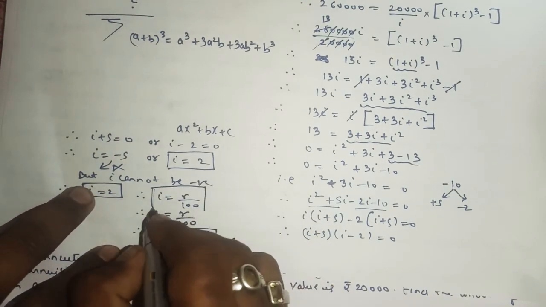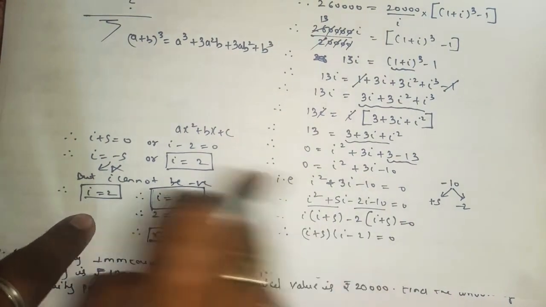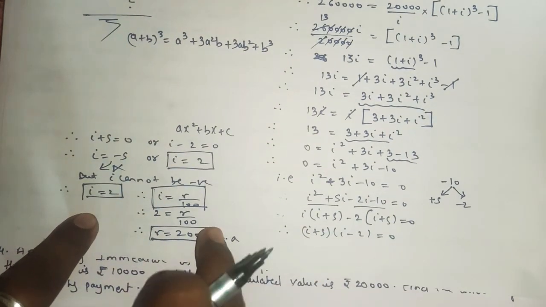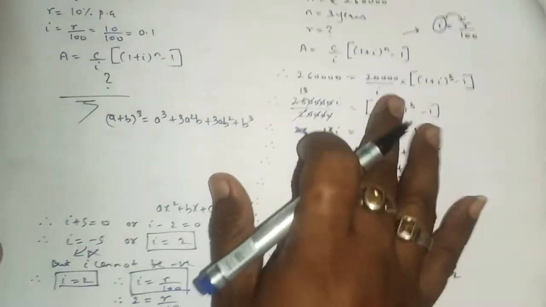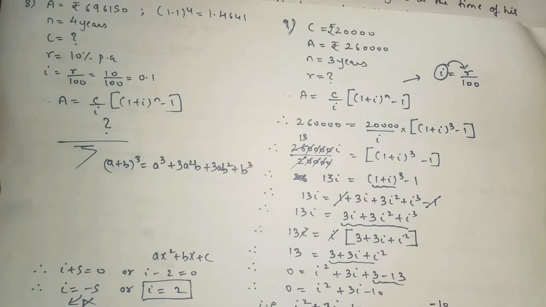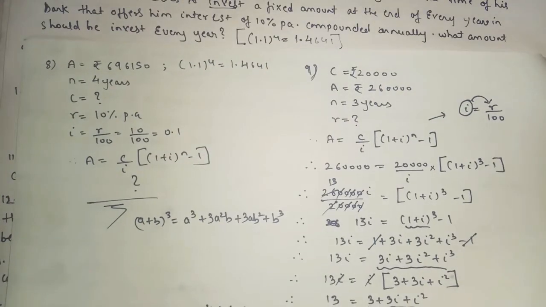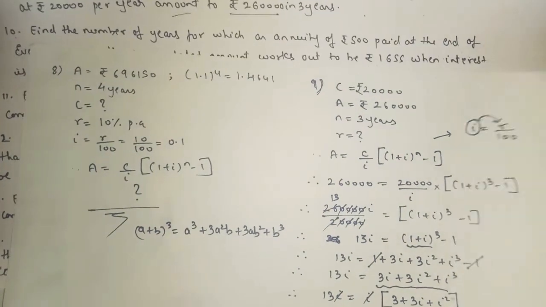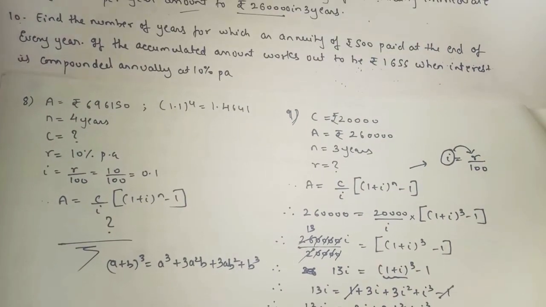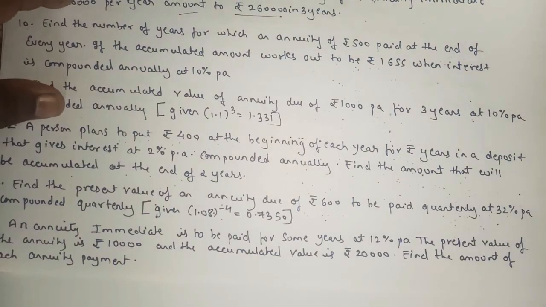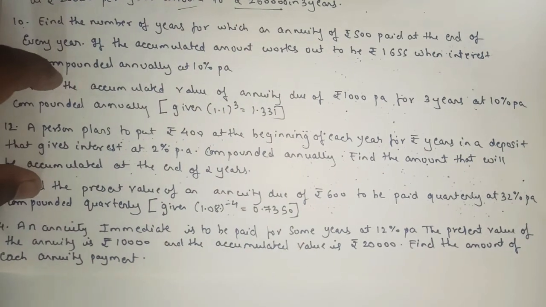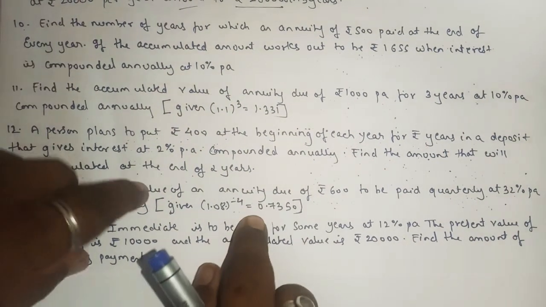So that means first you have to find the value of i. After that only we can find the value of R. I hope you all understood the question number 9th also. So let's move on to the next one, that is question number 10th. As I told, 9th and 10th are the only sums which are a little different. Okay, so let's take the question number 10th now.